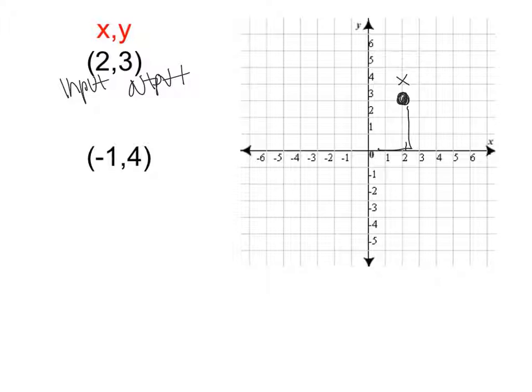graph. Here's another ordered pair, -1, 4. We have an input and an output, -1, 4. Our input and output lead us to this specific location on a graph. Okay? We could say that this is a relation. It's a set of ordered pairs. Each input has one output. Okay? For each input there's one output. 2 goes with 3 and -1 goes with 4. Okay?